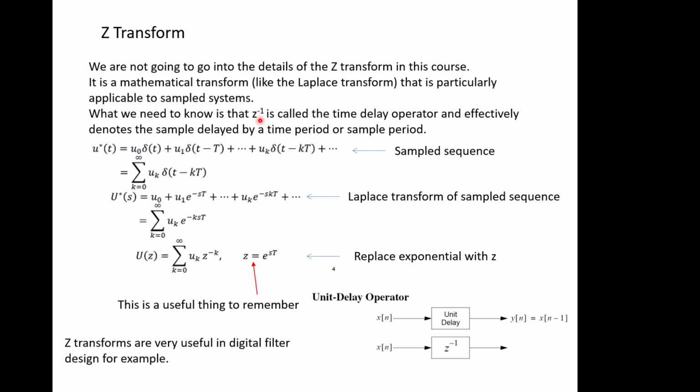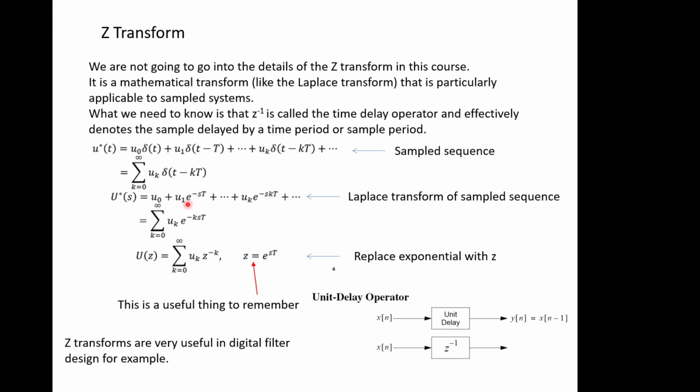So what we really need to know is that there's this thing called Z to the minus 1, and that is called a time delay operator, and it effectively denotes the sample delayed by a time period or sample period. So this is our sort of sampled signal where we're sampling at t, and then at the next t period, and we would mathematically define this as being sampled with this impulse response, and we would add that up and say the whole signal becomes this summation.